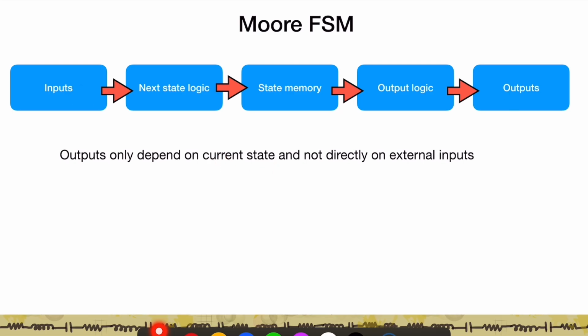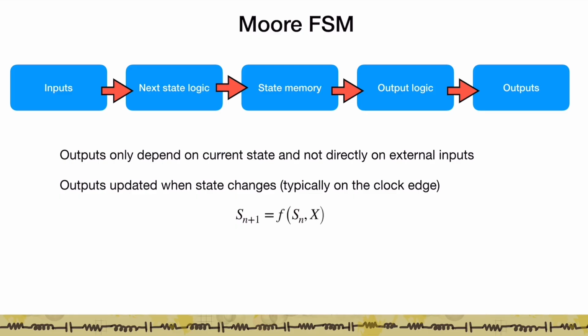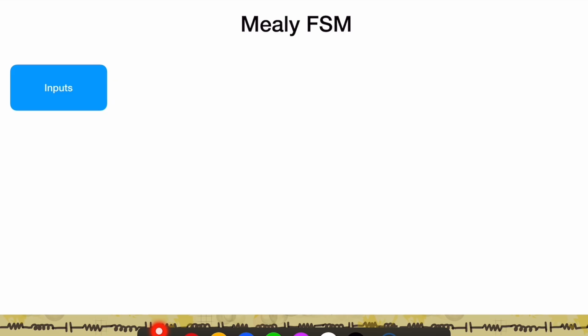So if you want to change the output, the inputs need to first change the state memory, the state of the FSM, and then the outputs are changed. So that means the outputs get updated only when the state changes. And typically that would happen on a clock edge. So what you're saying essentially is that the outputs are synchronized to the clock. So the next state is a function of the current state and the inputs, whereas the outputs are purely a function of the current state only.